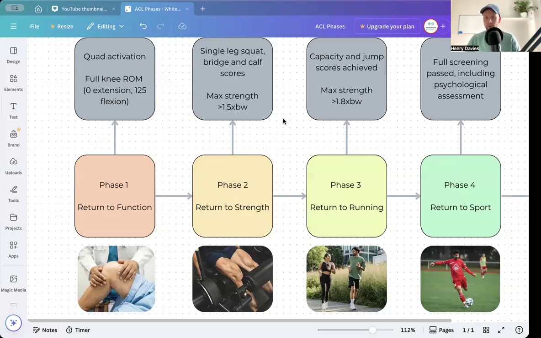So what we're looking for then is single leg squat, bridge, calf, trunk, and max strength scores here, as well as just some basic balance and proprioceptive based scores as well, just so you've ticked off all the boxes and you know that you are good to go essentially.